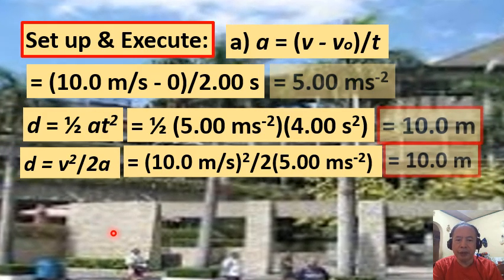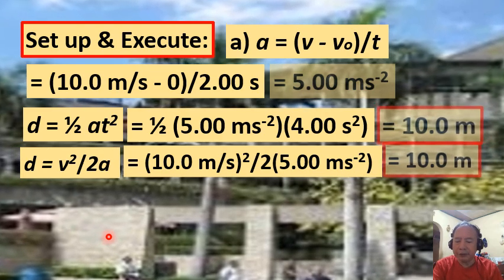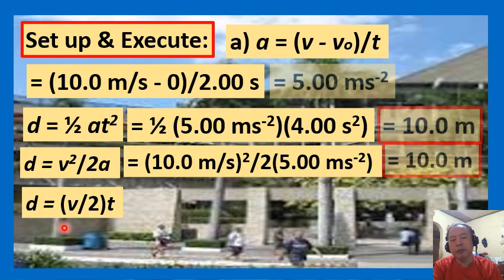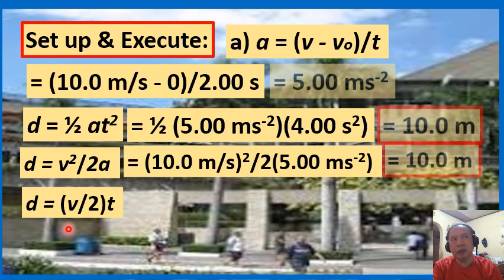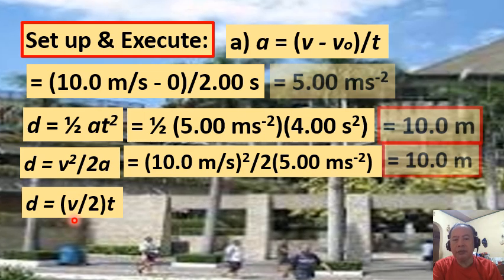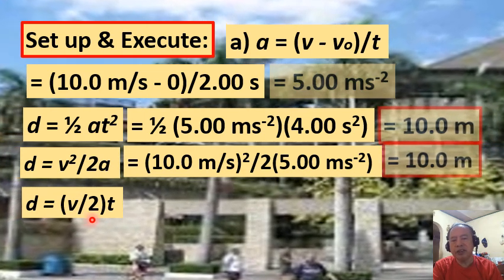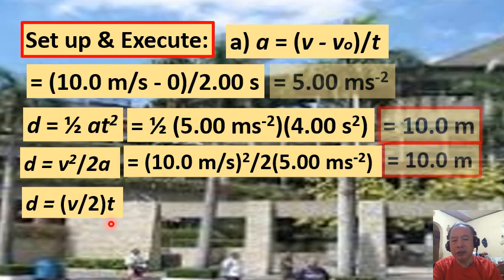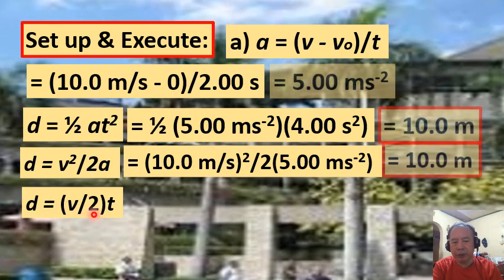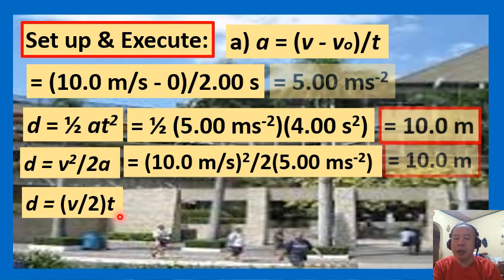All right? And the second alternative formula is to divide the initial speed plus the final speed, then get their average. But since the initial speed is 0, we just have here final speed divided by 2, right? And then that will be multiplied by the same time elapsed.